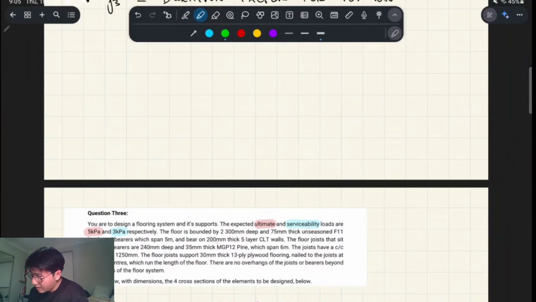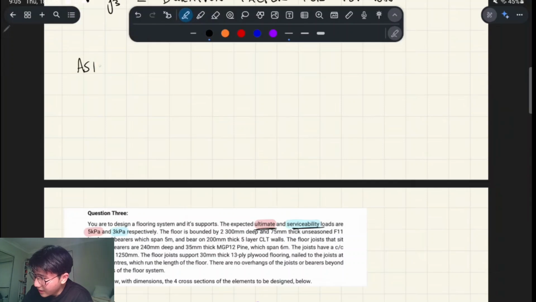So you're designing a flooring system and its supports. The expected ultimate and service loads are 5 and 3 kPa. So I know at least one of the viewers of this video hasn't done steels and concrete, which means they don't really know what ultimate and serviceability loads are. So I'll go over that briefly, right?